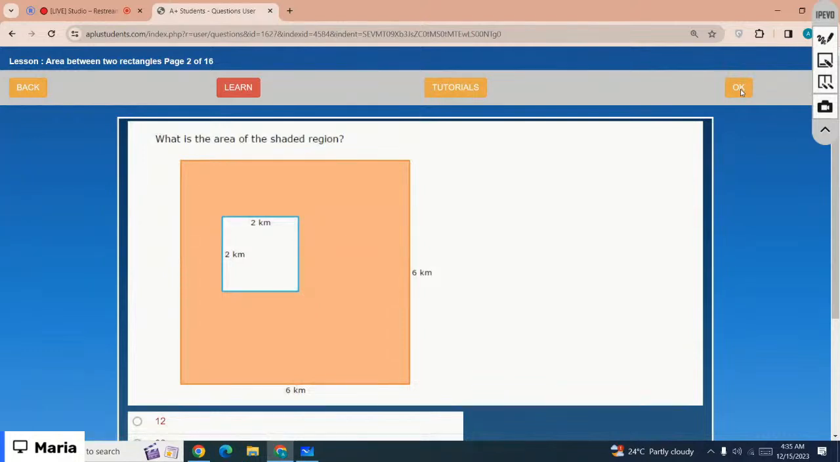I think in grade 3 you're not allowed to use the calculator. You're too small to use the calculator. Use mental math, right? Okay, what is the area of the shaded region? Which is the correct option?